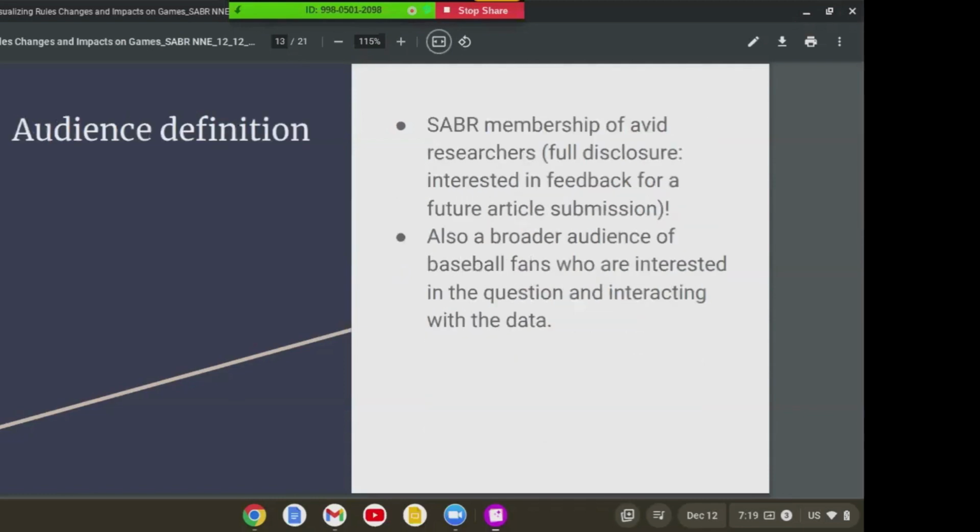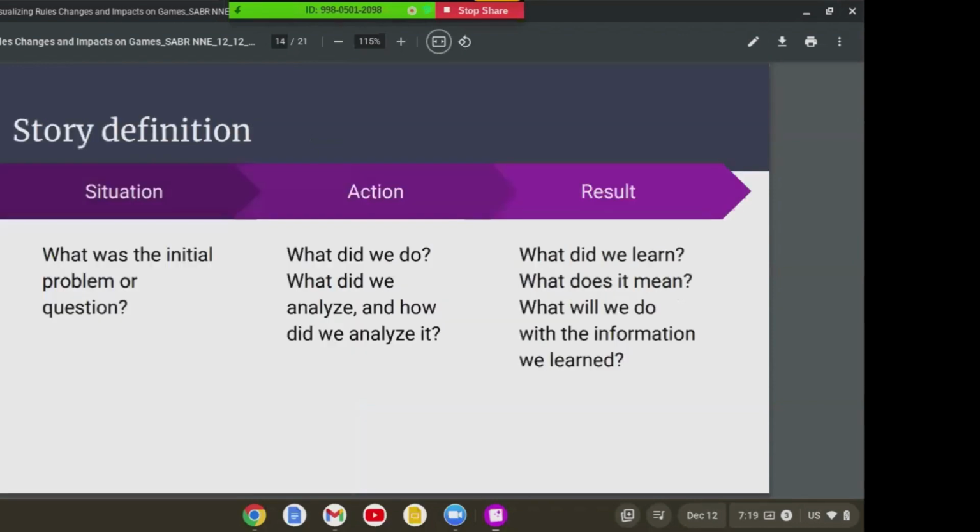The audience definition here is the SABR membership of avid researchers, and full disclosure, I'm really interested in your thoughts on this, but also the broader audience of baseball fans who are interested in this question and in interacting with the data. So I wanted to keep that audience fairly narrow in the sense of what the persona would be and what their interest would be, but also fairly broad. And we can certainly refine that over time.